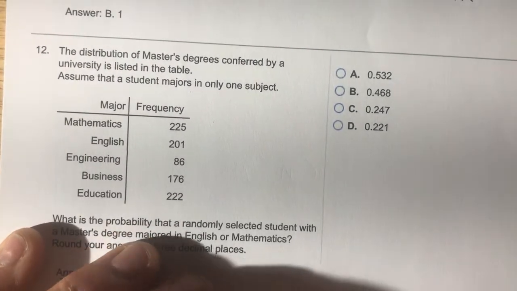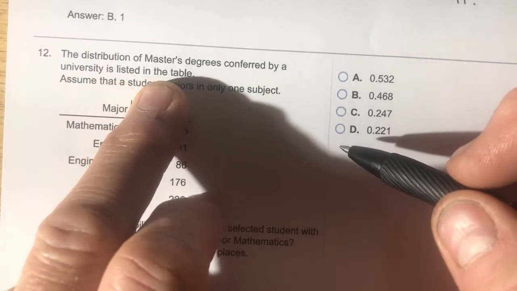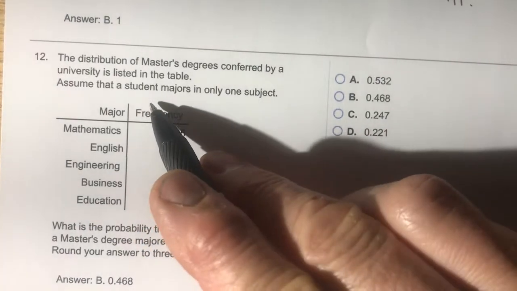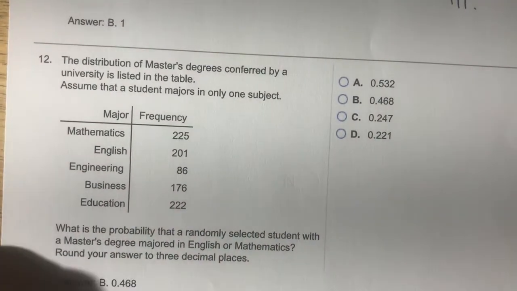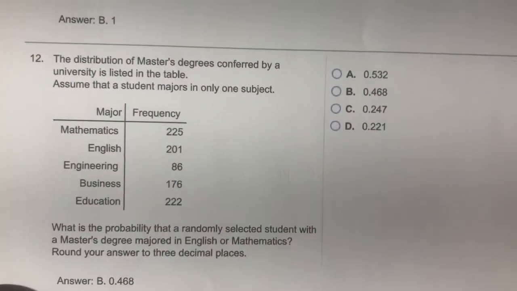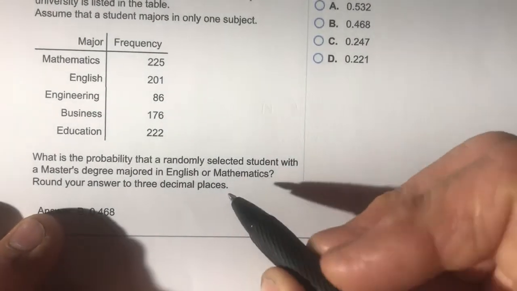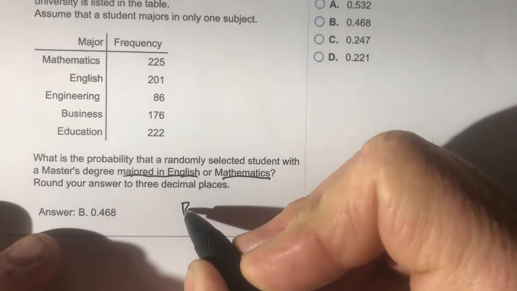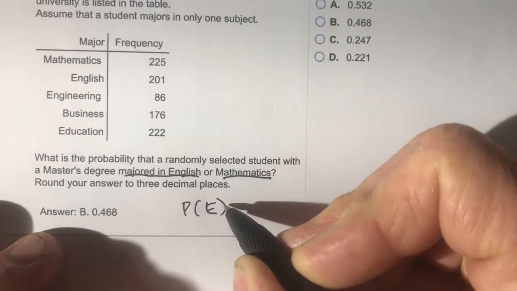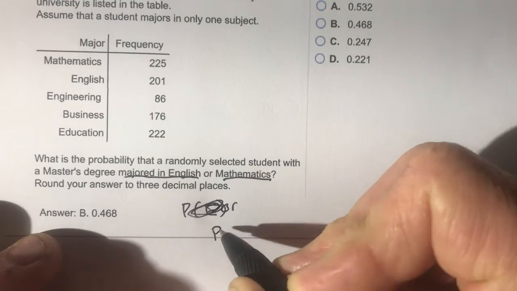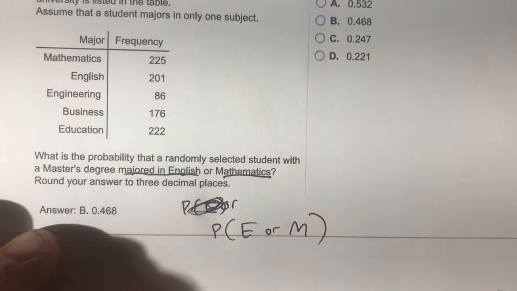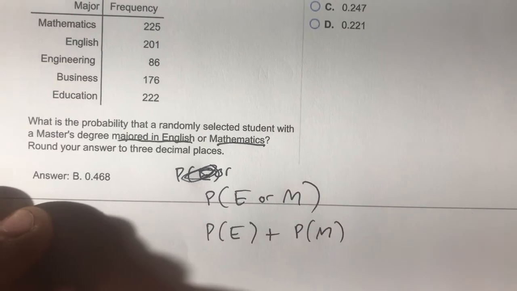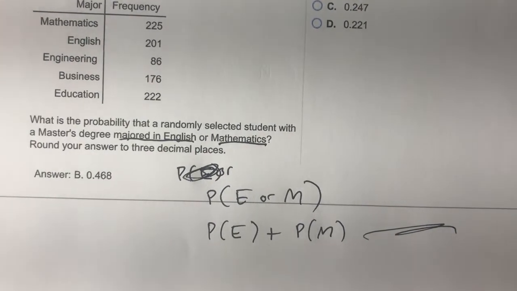12. All right, the distribution of master's degrees conferred by universities is listed in the table here. Assume that a student majors in only one subject. So that means these are mutually exclusive. You can only do one subject. All right, this says, what's the probability that a randomly selected student with a master's degree majored in English or mathematics? The probability that he's English or mathematics. All right, so it's going to be the probability he's English plus the probability he's mathematics, but you can't do both, so these are mutually exclusive.